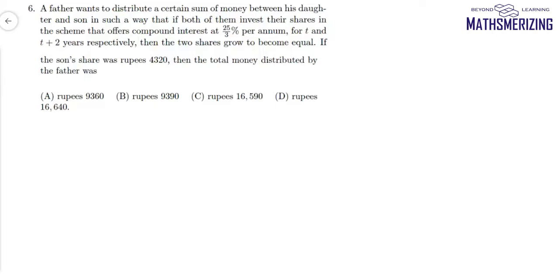Now question number 6, it says, a father wants to distribute a certain sum of money between his daughter and his son in such a way that both of them invest their shares in a scheme that offers compound interest at 25 by 3% per annum for T plus 2 years. If the two shares grow to become equal, and the son's share was 4320, we need to find the total money distributed by the father. So suppose he gives P amount to his daughter. Now what is the amount that his daughter is entitled to after these T years? So it will be P times (1 plus 25 by 300) to the power T.